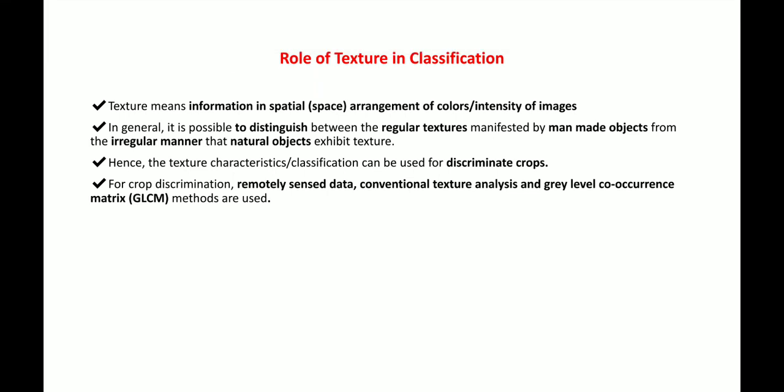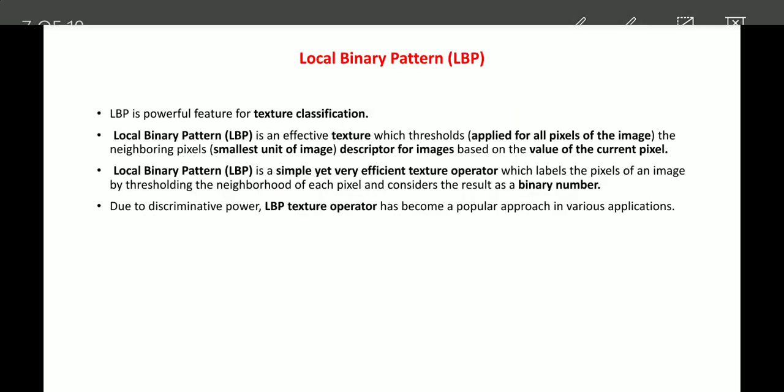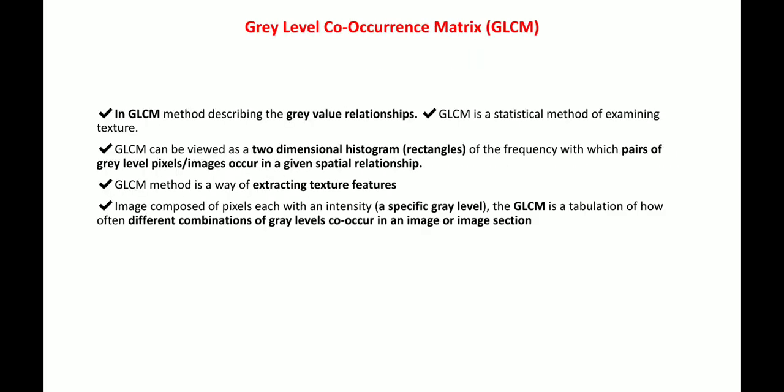Next one you can see the gray level co-occurrence matrix, that is GLCM. The GLCM method describes the gray value relationship. In this concept, according to the gray color or gray value of the crops, the crops will be categorized accordingly. And GLCM is a statistical method for examining the texture. This is an important method for analysis of texture for the classification of the crops. According to the gray value relationship, crops can be distinguished.